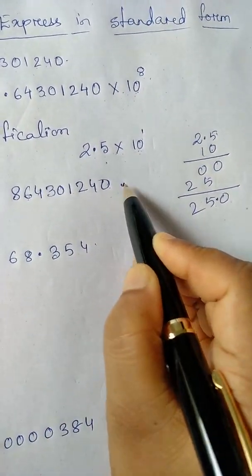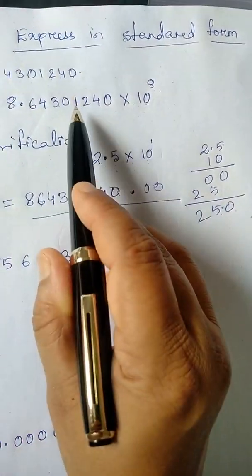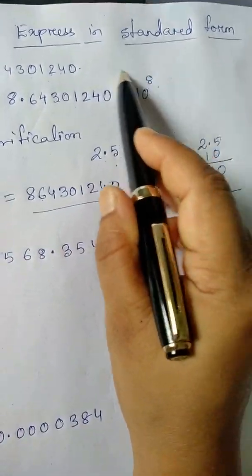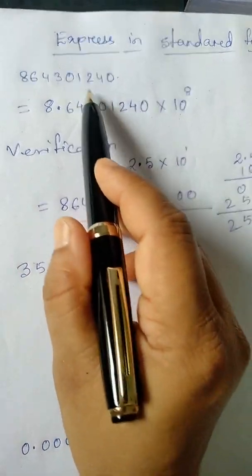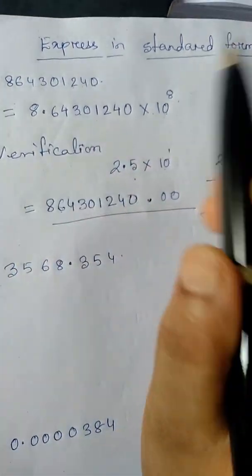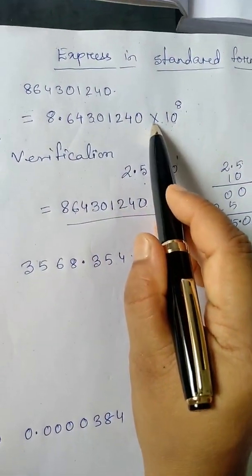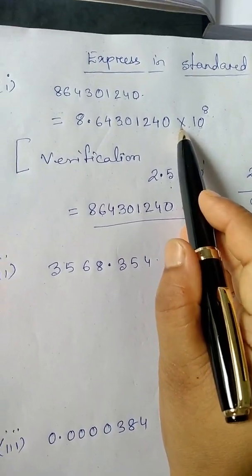So this is the answer. If you convert this in standard form, this will be the answer. If you convert this in the usual form, this will be the answer. If you want to remove this point, 10 to the power 8 means this point will come to the right side. So this is how you have to convert.